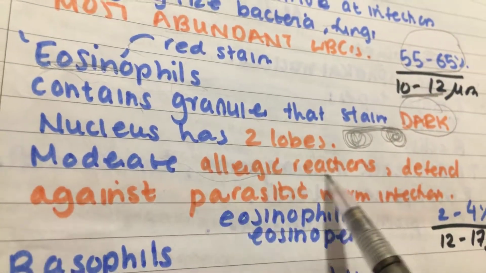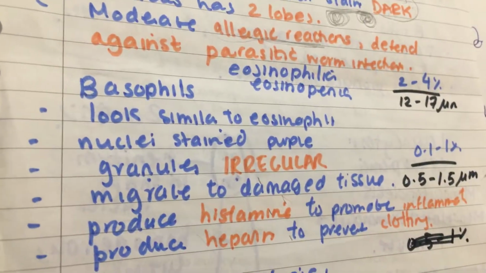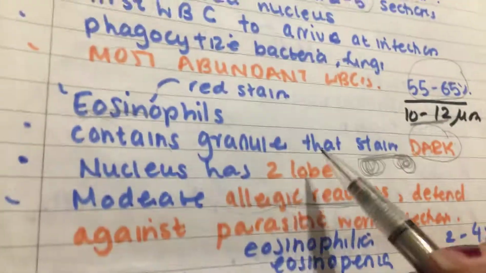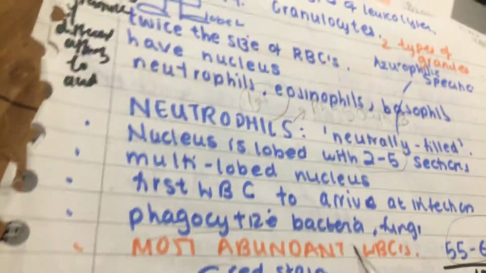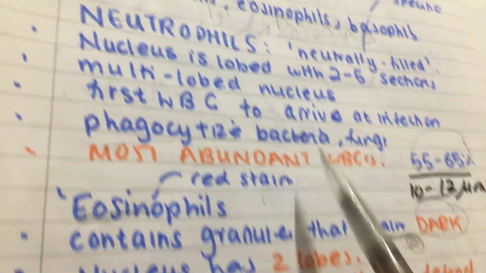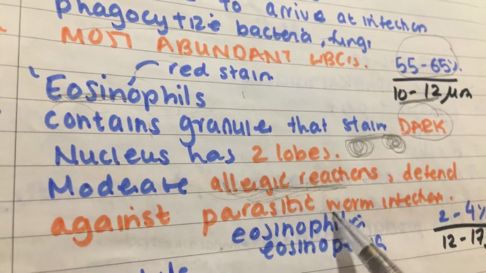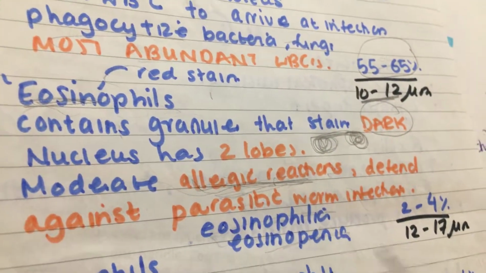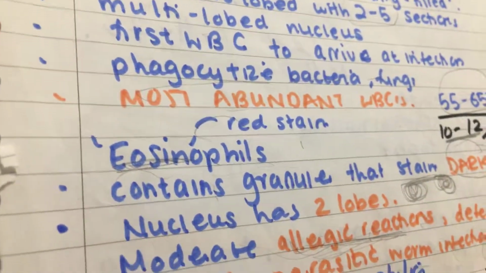They moderate allergic reactions. Basophils, we already know they give rise to mast cells. You know that they produce histamine, they produce heparin. But eosinophils are also in charge. Neutrophils phagocytize, right? Eosinophils handle allergic reactions. These defend against parasitic worm infections. Eosinophilia is when it's increased, and eosinopenia is when it's decreased. Only 2 to 4%.